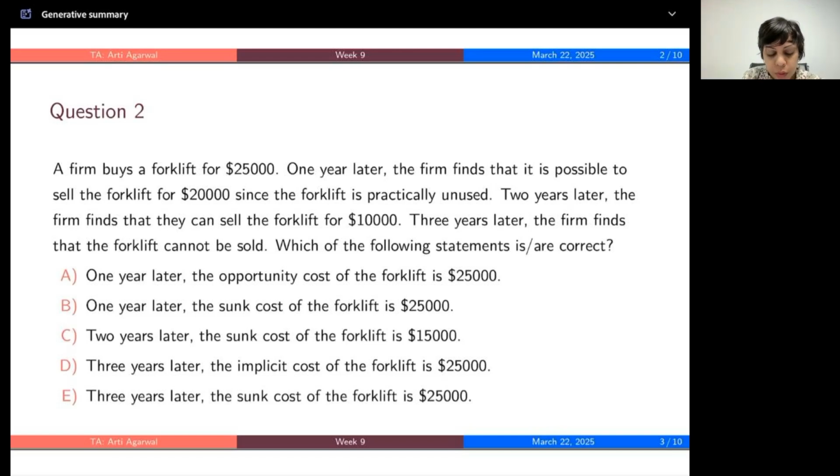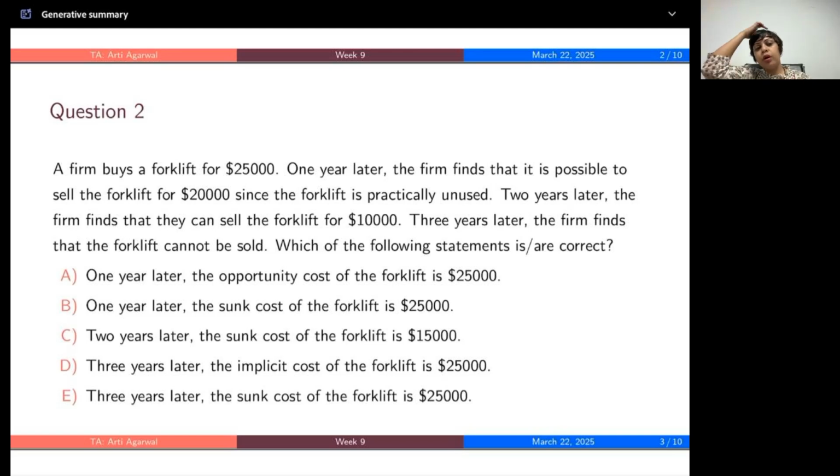Okay, let's do this question for now. So the firm has bought the forklift and spent $25,000 on it. Now, 1 year later, the firm wants to sell the forklift and it thinks it can sell the forklift for $20,000.